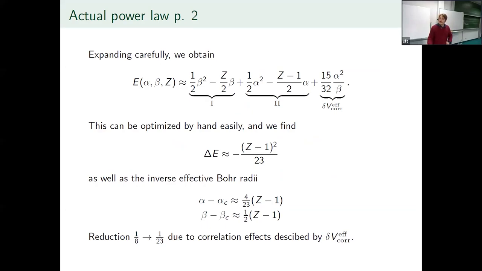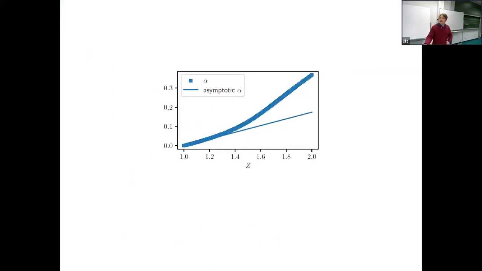And this optimization also gives you how the effective Bohr radii behave asymptotically. So the critical value of this is zero and the critical value of this is 1/2. You see this also fits quite well, okay? And it's not very quantitative, but I'm just showing a picture for the press, okay?